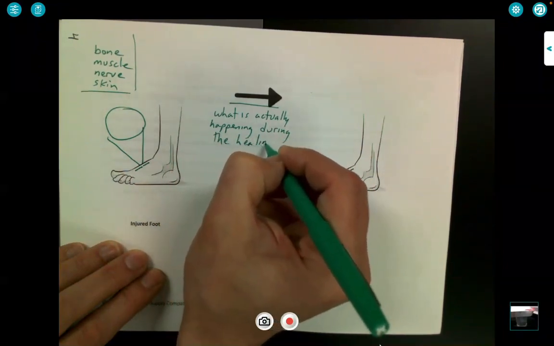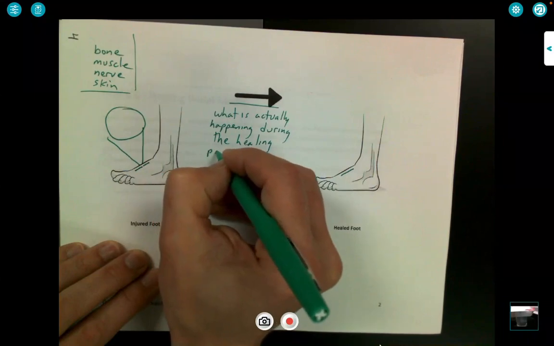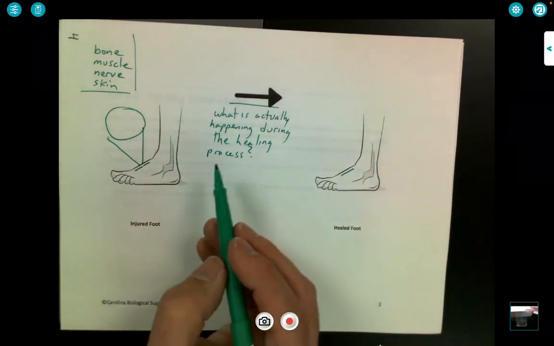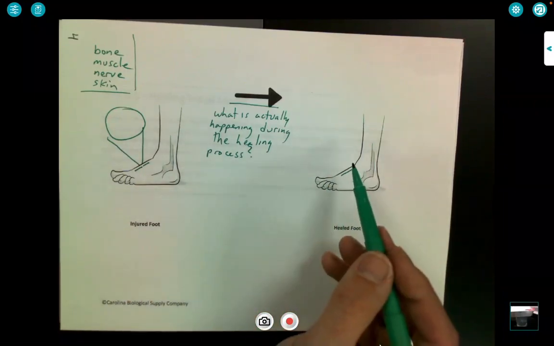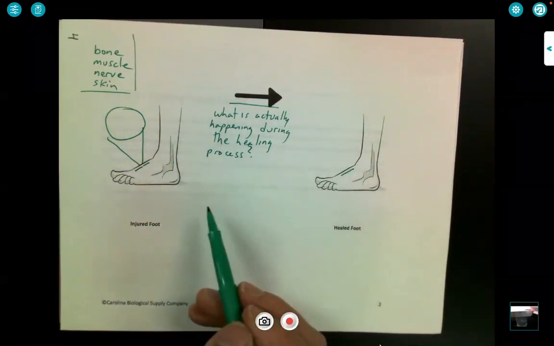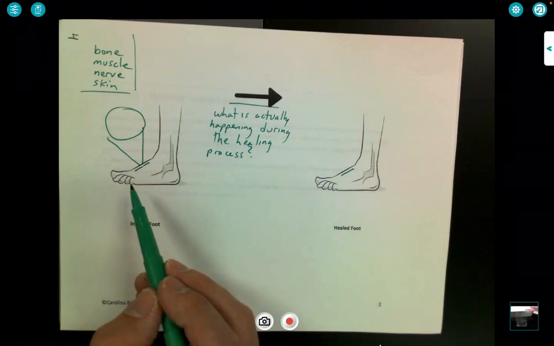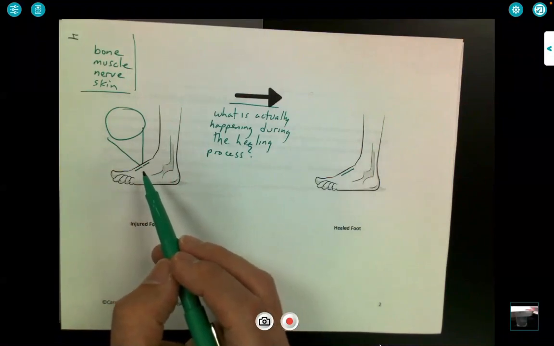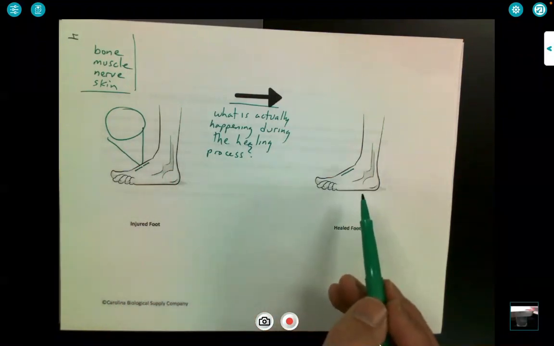And I know we haven't talked about a lot yet, but in your mind, what do you think is happening? How does a bone go from 2 pieces back to 1? How does swelling go down? Why did we lose nerve impulses? He went numb on top. What do you think is wrong, and how do you think it got fixed?